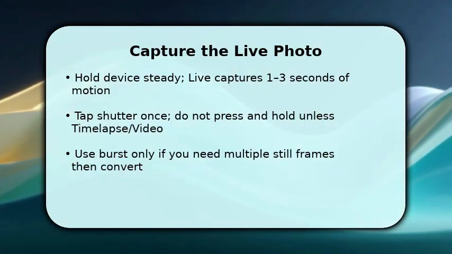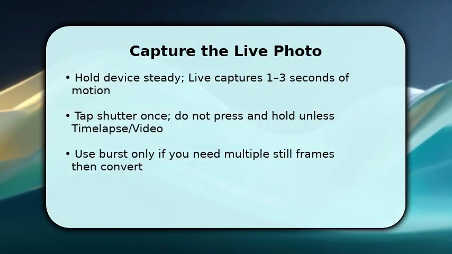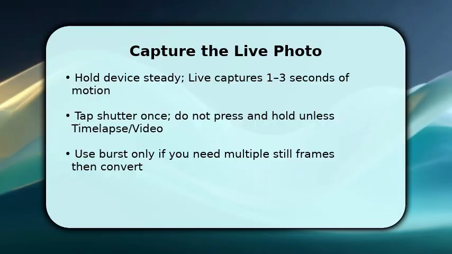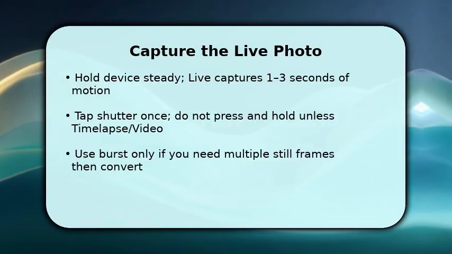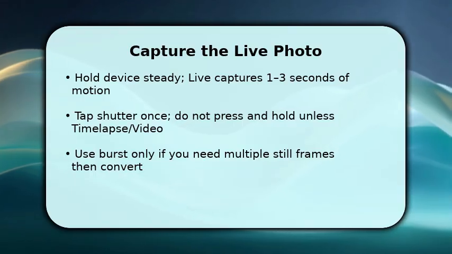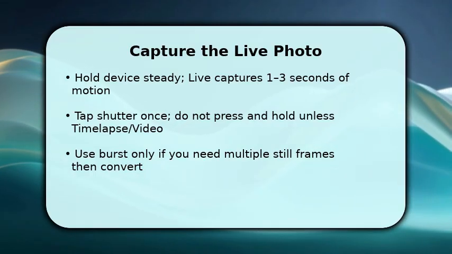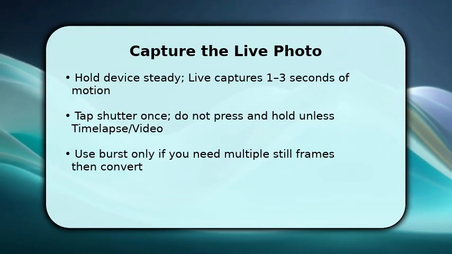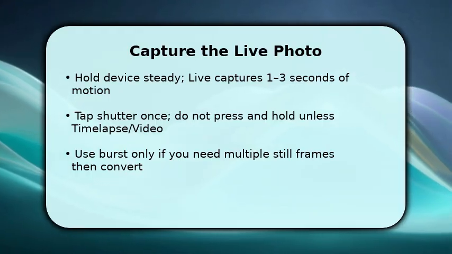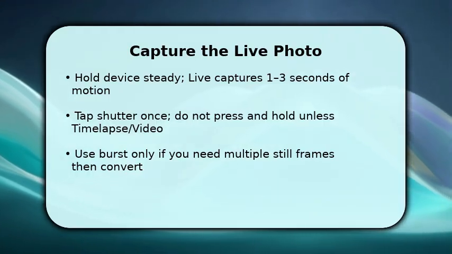You should hold the phone steady because live captures motion before and after the shutter, usually 1 to 3 seconds, so movement and stabilization matter. Once the motion/live mode is active, tap the shutter once. That single tap records the short video clip plus a still image. Make sure you don't press and hold, which may trigger video or burst modes depending on the app.